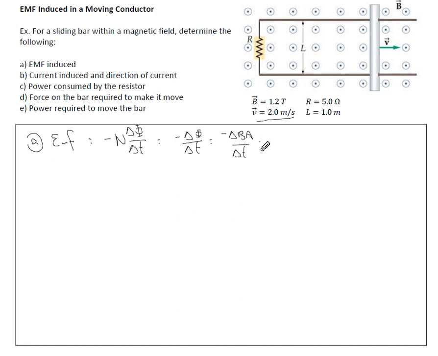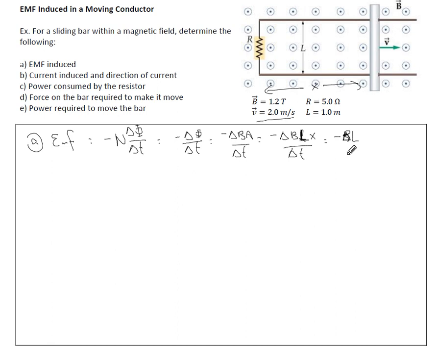And we just keep going. We say, oh, area, this is just a nice little rectangle. So we get some length L, and this is some length X from the resistor to the bar, so negative BLX over delta T. We ask ourselves what's actually changing. The magnetic field is constant in this case, it's 1.2 teslas. L, the width of this circuit, is also constant, 1.0 meters. X is what's changing.